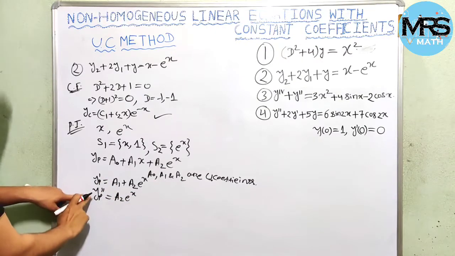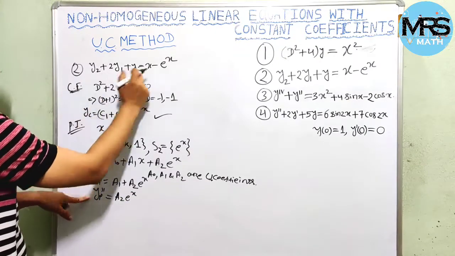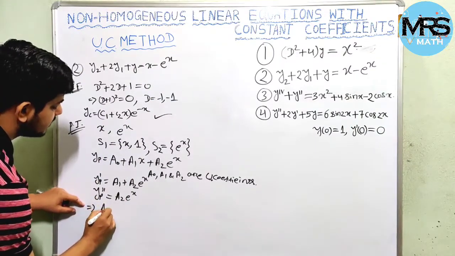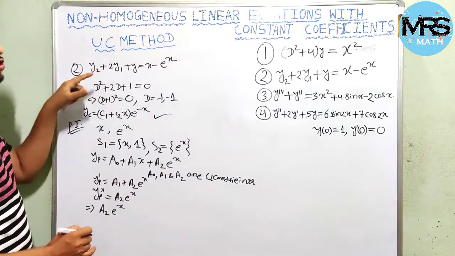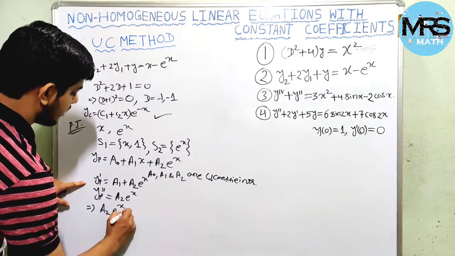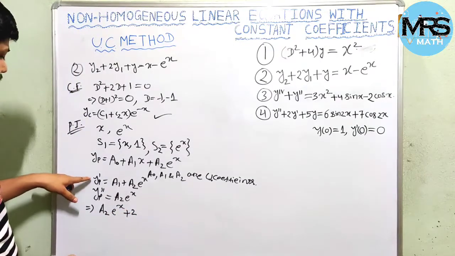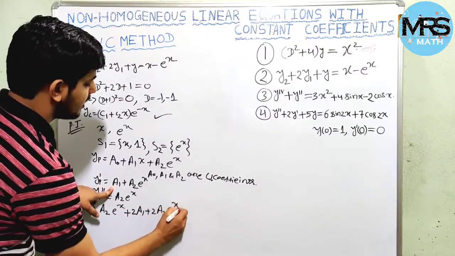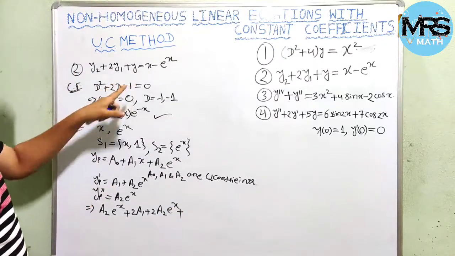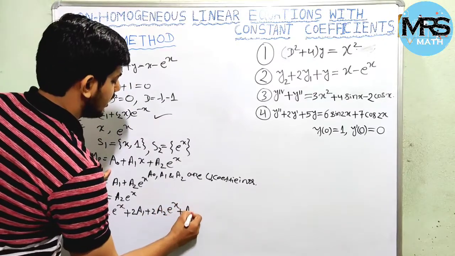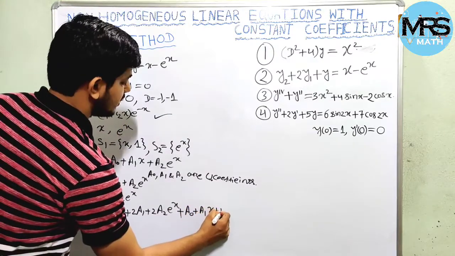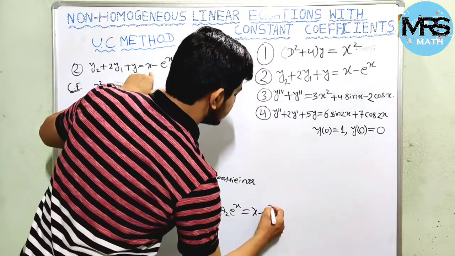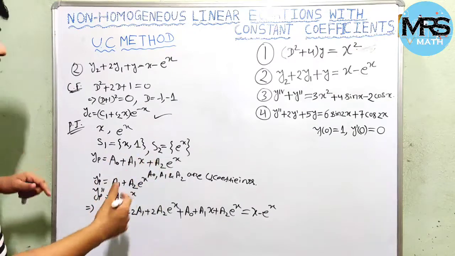Okay, now our job is to put these equations in the given problem. So yp double dash plus 2 yp dash plus yp, what we can write? a2 e to the power x plus 2 into a1 plus 2a2 e to the power x, correct? Plus y, that means a0 plus a1 x plus a2 into e to the power x, that is equal to x minus e to the power x. Okay, now we will compare both the sides.